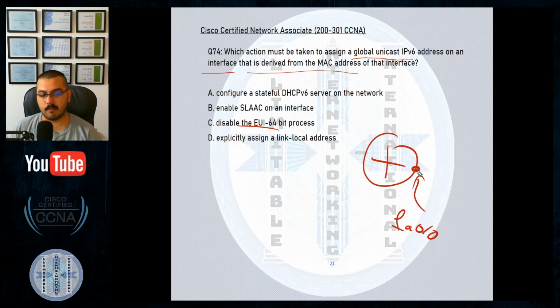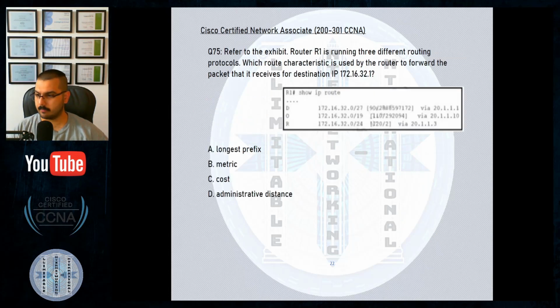The question is, if this interface already has a link-local address, how can I assign a global unicast IPv6? Then you will need to enable the stateful addressing of SLAAC. Okay, DHCP is not something to do here because I'm doing that manually by myself. Disable EUI, no problem, no, you can leave it. And explicitly assign a link-local, no. Okay, that will be B. Okay, hopefully that it is.